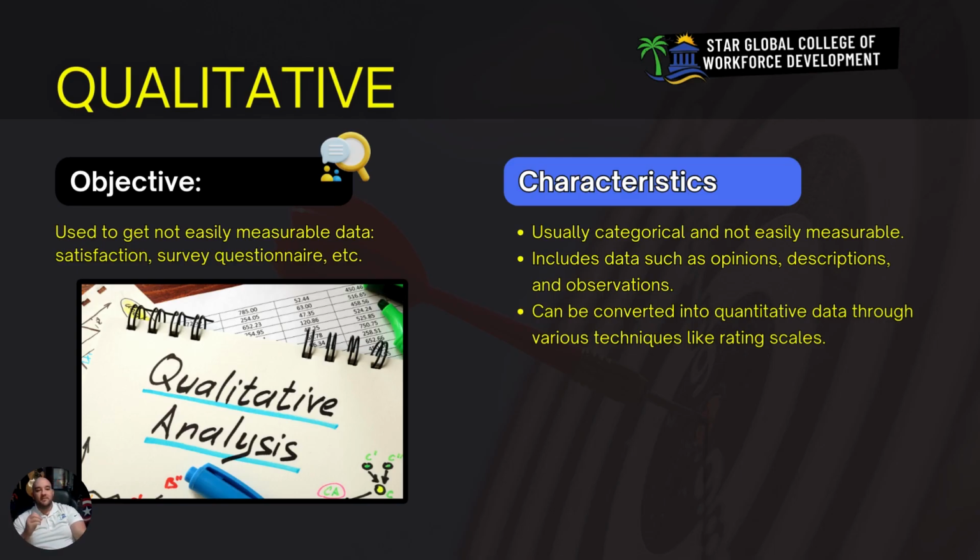Qualitative, right? It's used to get not easily measured data such as satisfaction, surveys, interview questions, those types of things. The characteristic of it is it's not easily manageable or measurable. It includes data such as opinions, descriptions, observations. And what we can do is convert that data into quantifiable data through various different techniques. If you think about it, if you had 5 people that had the same category of issue, then you could translate that over into a quantitative aspect.